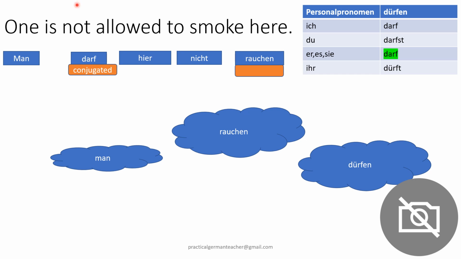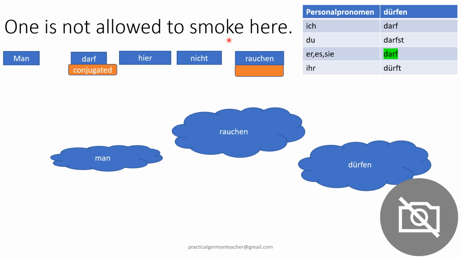This should be obvious, but let's just try to do it. So here the subject is, if you notice, "one". Okay, so it's a pronoun, but not one that you have in this table. So the word for one in German is man. Notice not double N, just one N, M-A-N, man. So you're saying one is not allowed to smoke here.